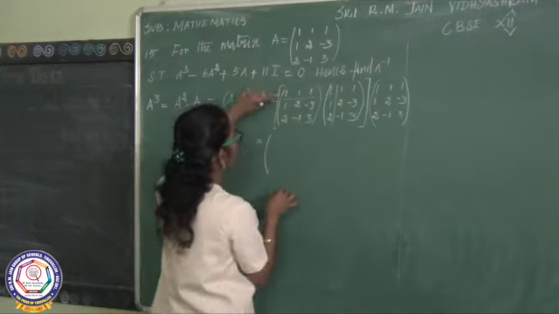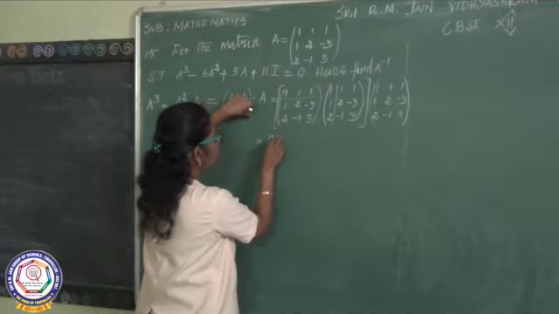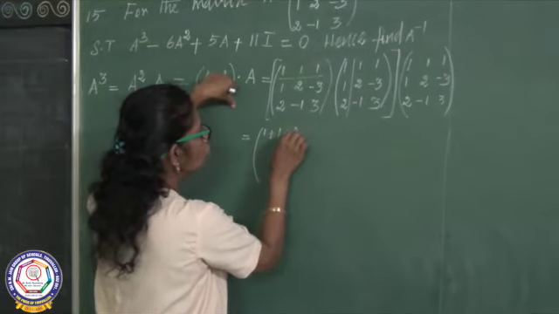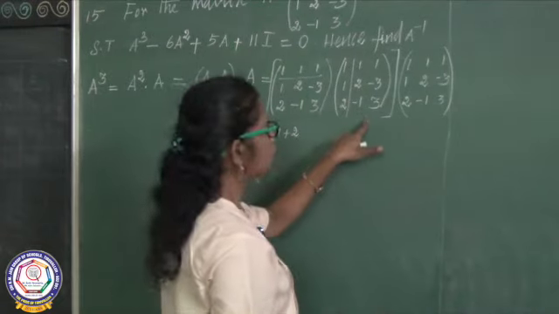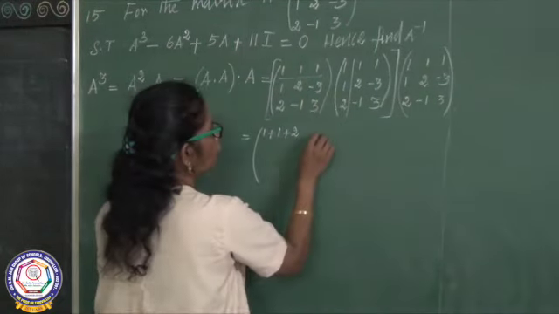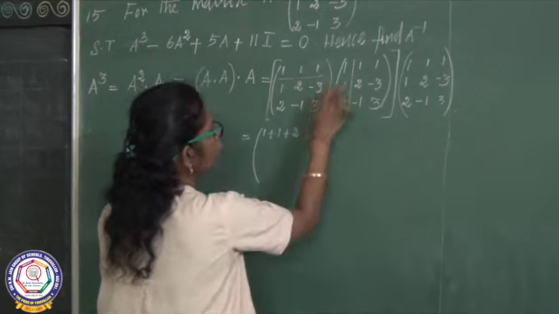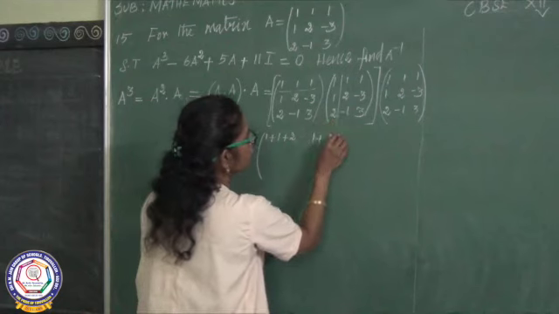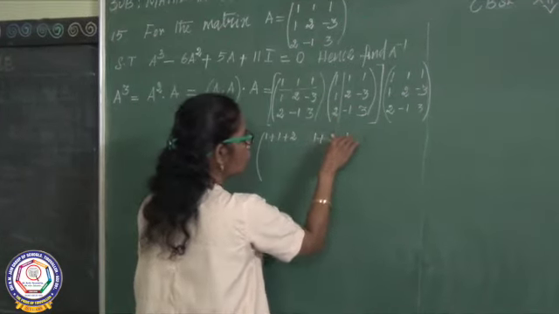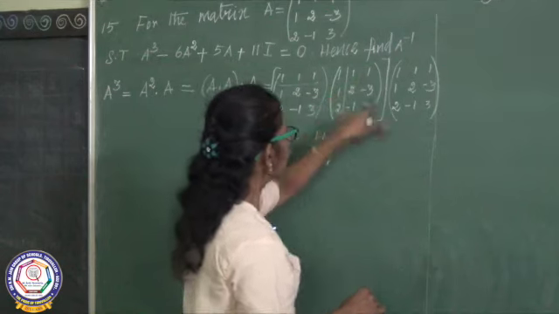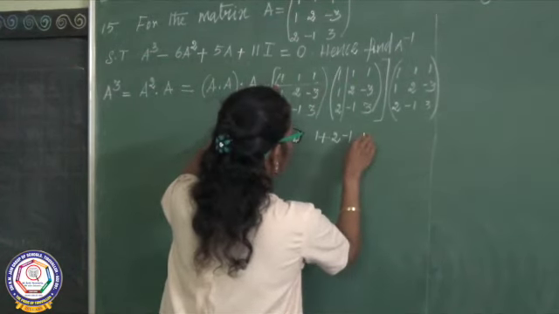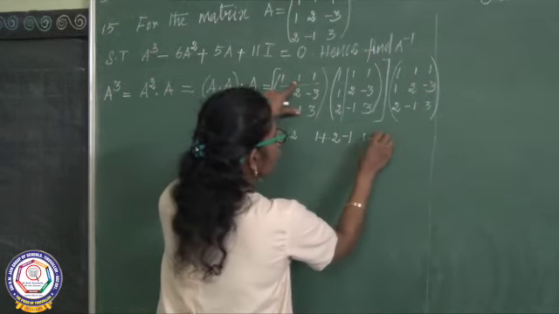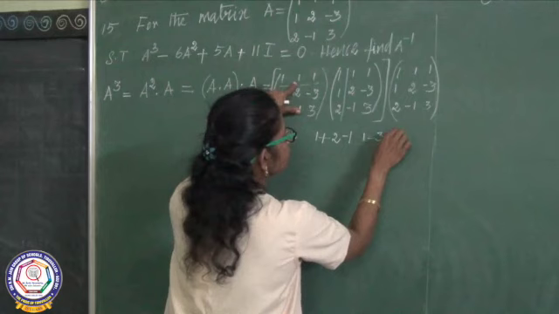first row, first column: 1 into 1, 1, plus 1 into 1, 1, plus 1 into 2, 2. First row, second column: 1 into 1, 1, plus 1 into 2, 2, plus, here minus is there, so minus 1 into 1, 1. Next, first row, third column: 1 into 1, 1, minus, because here minus is there, 1 into 3, minus 3, plus 3.